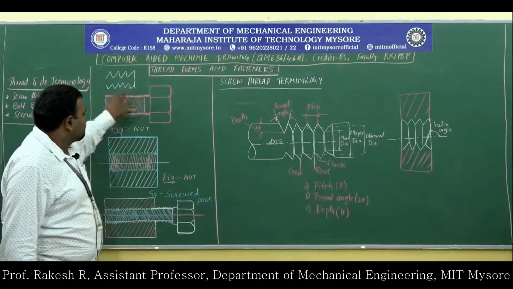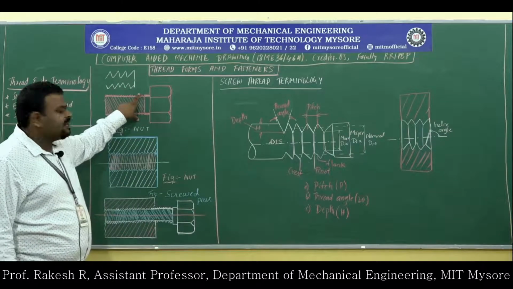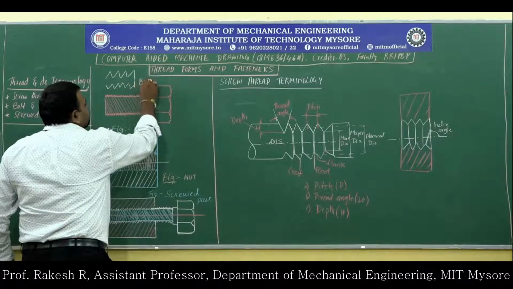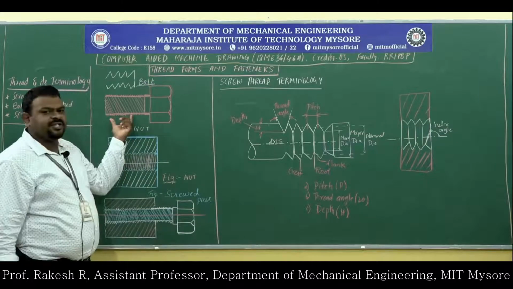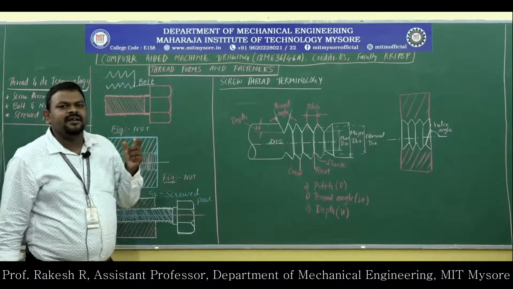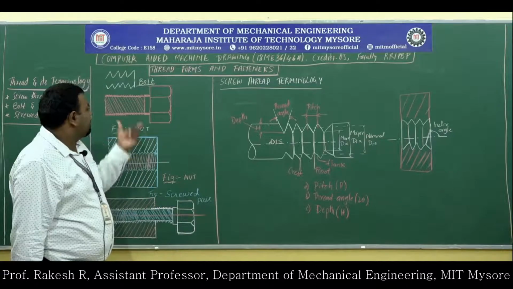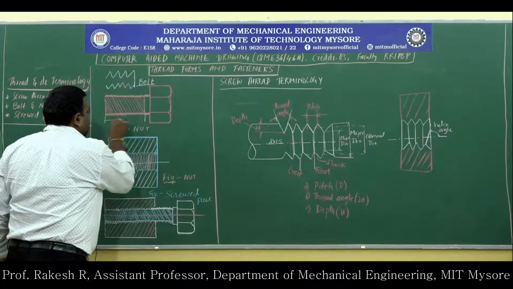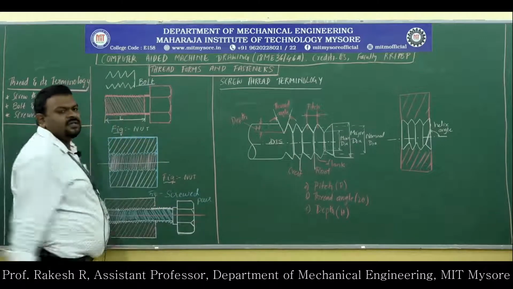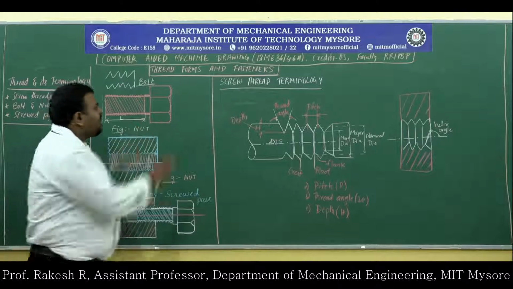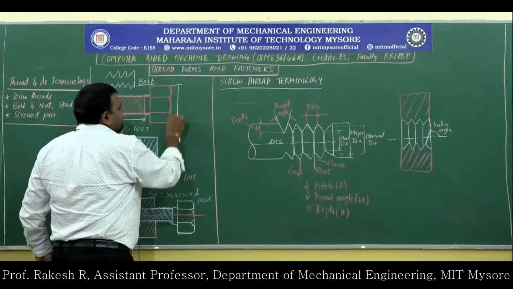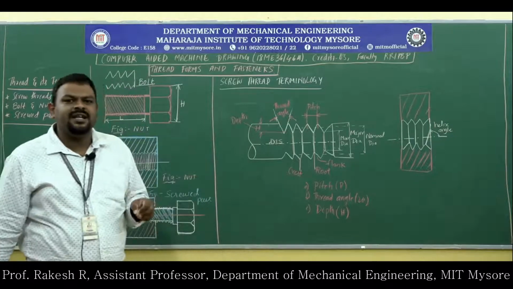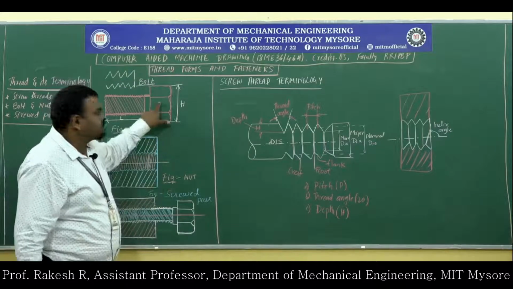So this is one of the threaded fasteners. It has a head. So this is a bolt, a cylindrical shape with a head. This is nothing but a bolt. In other words, a thread is present over some distance, say for example length L, and there is a head H. So if the cylinder has a head as well as a screw thread, then it is called a bolt.